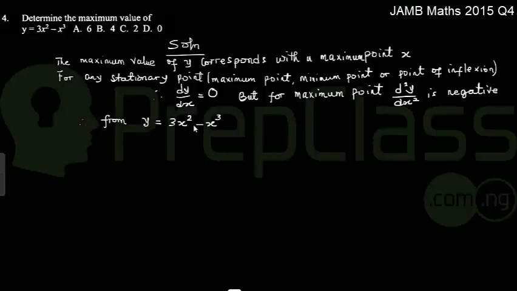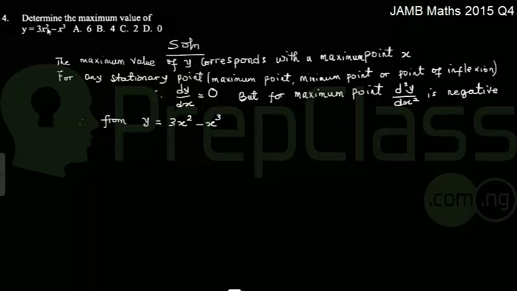Question number 4. The question says determine the maximum value of y equals 3x squared minus x cubed. The maximum value of y of the function corresponds with a maximum point for x. So we come to understand that for any stationary point, which could either be a maximum point, a minimum point, or point of inflection, the first derivative, dy/dx, is always equal to 0.